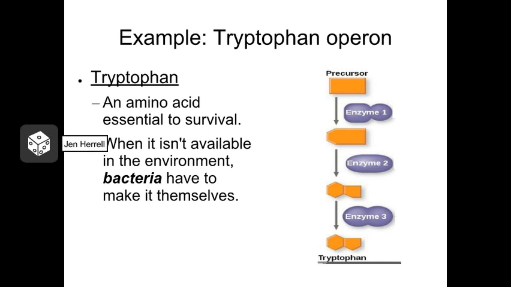Let's discuss tryptophan as an example of an operon. For this, I want you to think about the E. coli cells, the little bacteria that are currently living in your large intestine. Now, tryptophan is an amino acid. Cells have to have tryptophan in order to make certain proteins. Sometimes that tryptophan is available in the diet, so bacteria can just extract it from their food. But if it's not available in the diet, then the bacteria have to make it themselves.